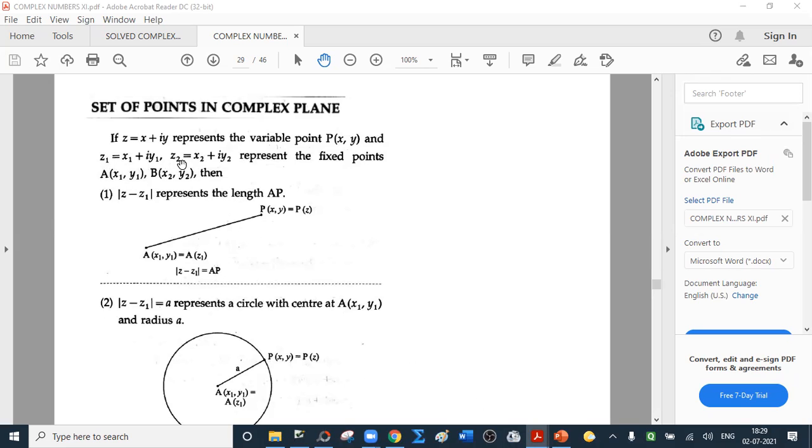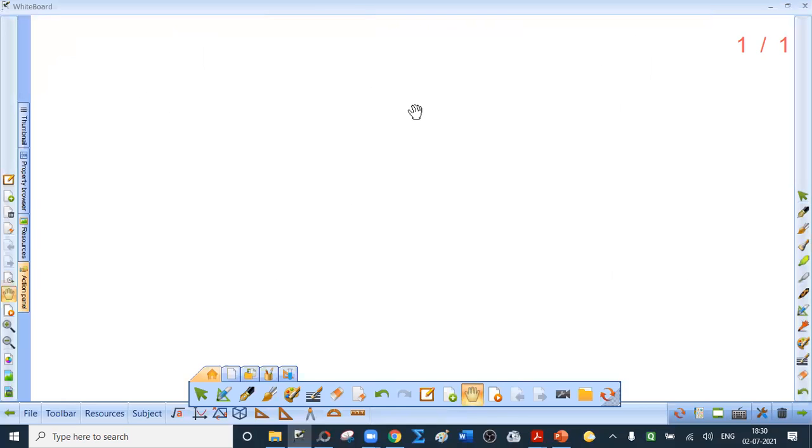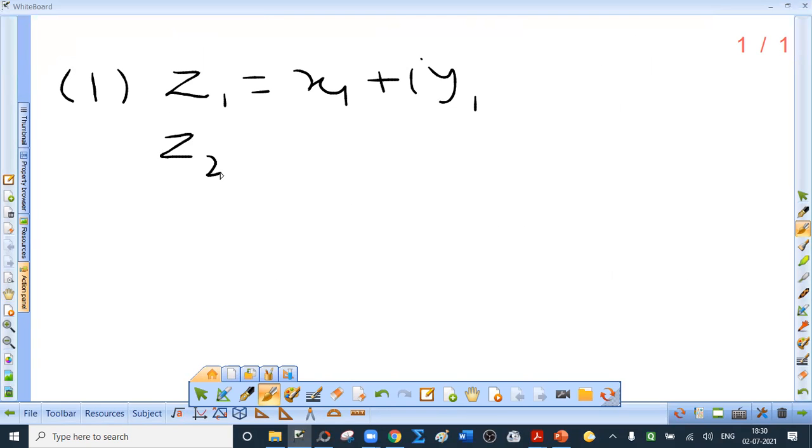See, this is z1 and this is z2. Can you tell me what is z1 minus z2? We will write that. See, even after explanation, I'm sure you will understand, but if you do not, just forget this because this won't be asked. See, what is z1? It is x1 plus iy1. Okay. What is z2? It is x2 plus iy2. Can you tell me what is z1 minus z2?